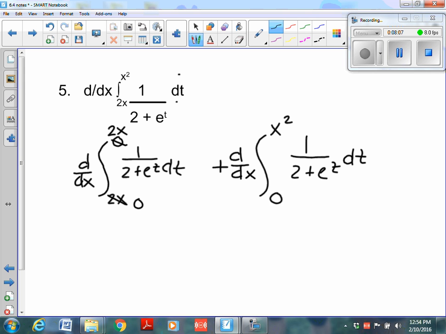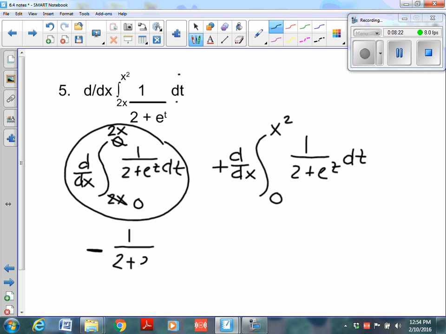Okay, let's see if you guys can figure out what to do now. So if you saw this, the answer is going to be a negative, correct? Because I flipped it. Doesn't the d over the dx and the integration negate each other? So isn't it just going to be 1 over 2 plus e raised to the what power? 2x, where we see the t.